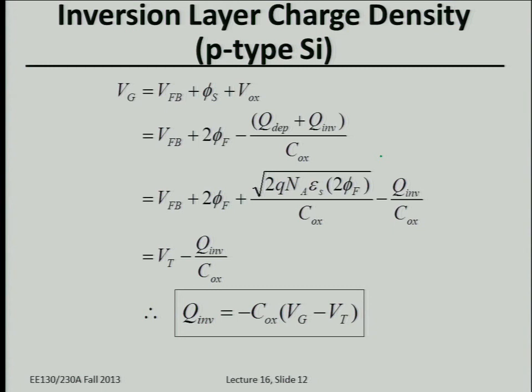Remember, Q equals CV. In accumulation, V is the voltage beyond the flat band voltage. In inversion, the V in this Q equals CV equation is the voltage above the threshold. This is a MOS capacitor, so the inversion charge, the mobile charge in the silicon, is proportional to the capacitance times the voltage beyond the threshold voltage. As you increase the gate voltage beyond threshold, you just increase the concentration of inversion layer electron charge in the silicon, rather than depleting the silicon further to have more depletion charge.